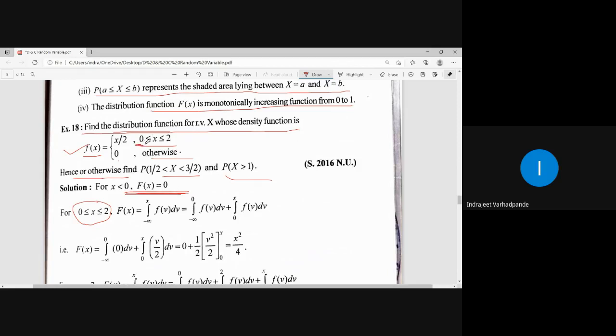Where does the interval start? Can anybody tell me what is the starting of the interval for the given function? It is starting from 0. For all values less than 0, the distribution function does not exist. Therefore, its value will always be 0. Now consider the expected interval. What is the expected interval? 0 less than or equal to x less than 2. For this, the distribution function is defined as the integral from minus infinity to x of f of v dv.